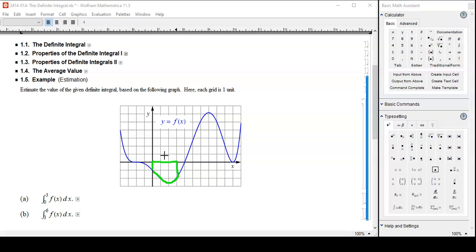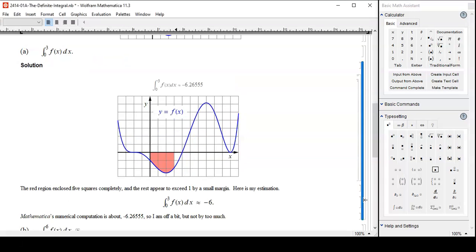And then everything is below the x-axis, so the integral will be negative. Now let's see, we have 3 squares completely. So negative 3, and these two almost completely, so negative 5, and a half, a little bit more, maybe about negative 6, or a little bit less maybe. That's my estimation, about negative 6. It's just a rough estimation.